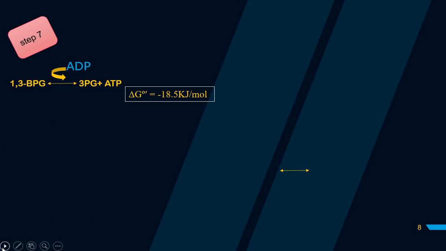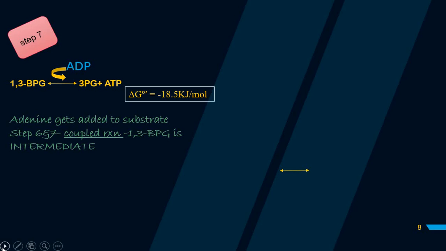Step 7. It is the conversion of 1,3 bisphosphoglycerate to 3-phosphoglycerate, that is, dephosphorylation occurs. Here ADP is required, and the liberation of ATP shows this dephosphorylation has occurred. The amount of free energy liberated here is minus 18.5 kilojoule per mole. This reaction is called a coupled reaction.